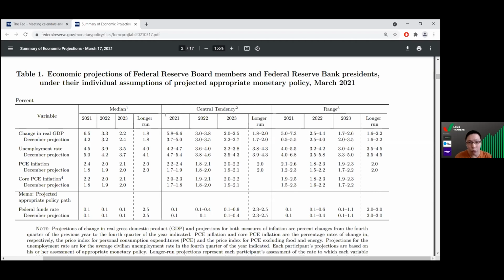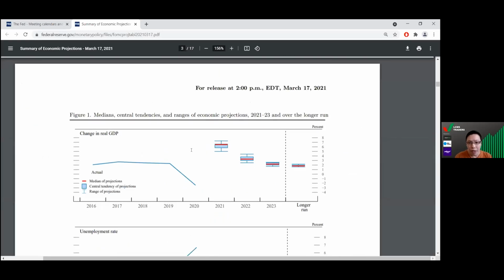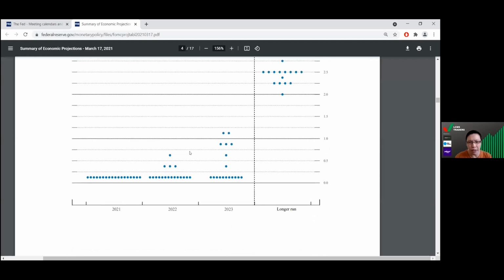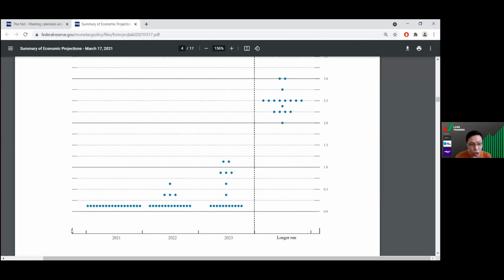Now, the second thing that we want to look for is something that's very popular in recent meetings. It's called the dot plot.